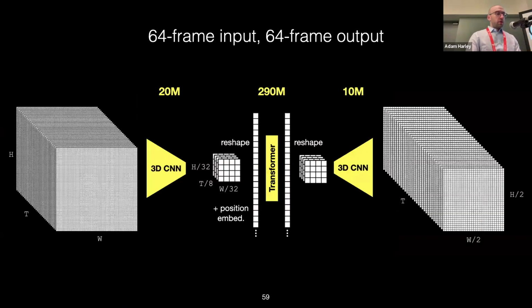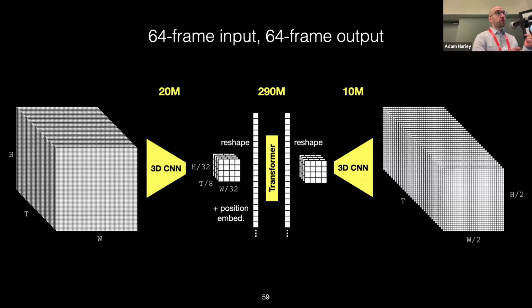Here's what that looks like in a little bit more detail. We take as input a big volume of pixels, height by width by time. We compress that down to manageable size with a convolutional network. We reshape that downsampled output into a sequence of tokens. Then we have a high capacity transformer model do iterated self-attention between those tokens. And finally, we upsample quickly back into a volume. So we're taking as input a volume of pixels and producing as output a volume of masks.